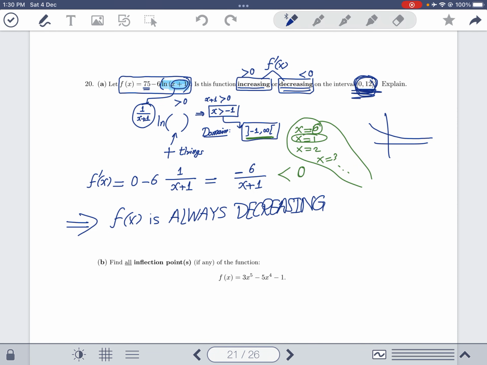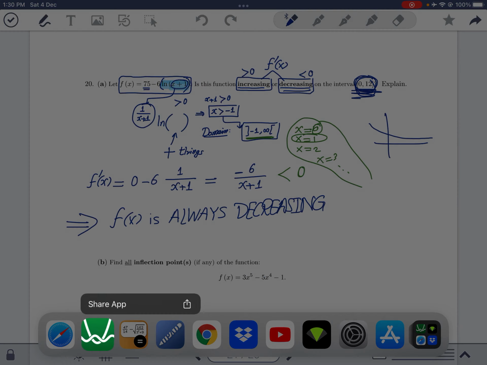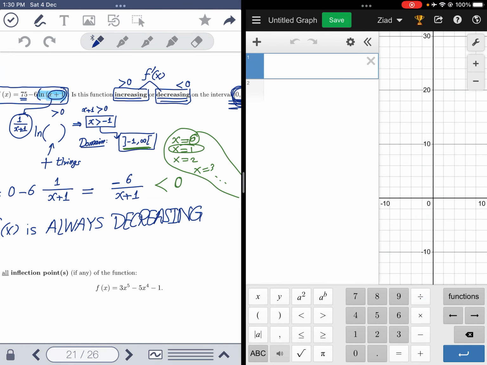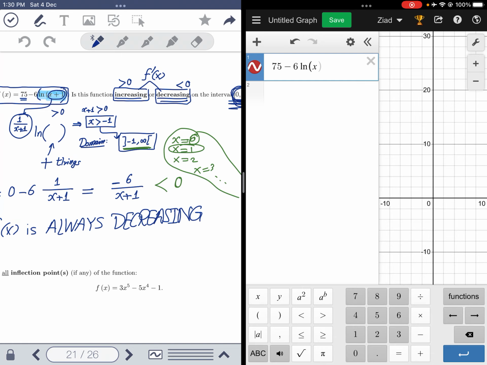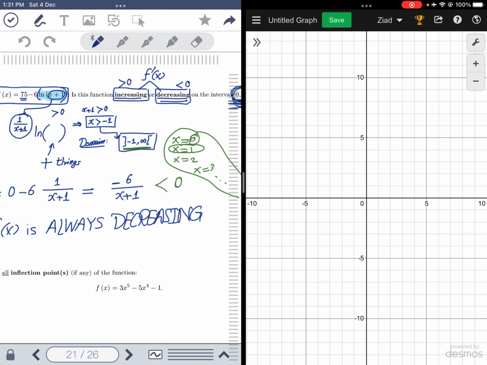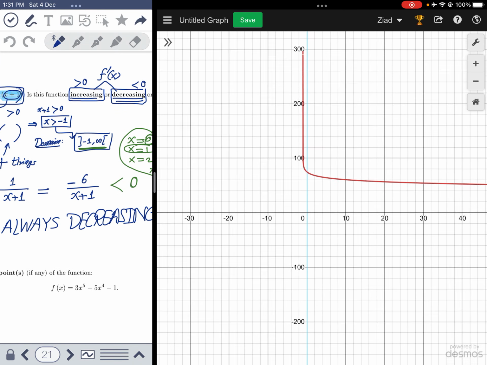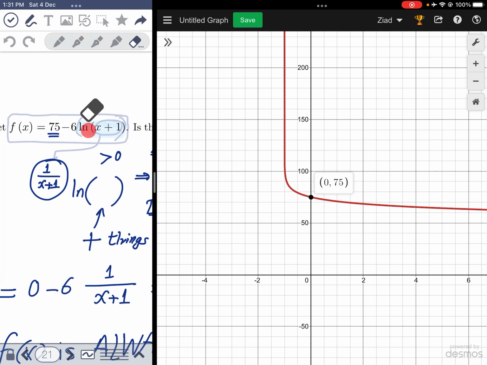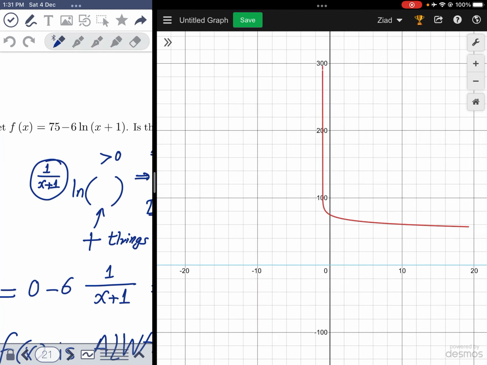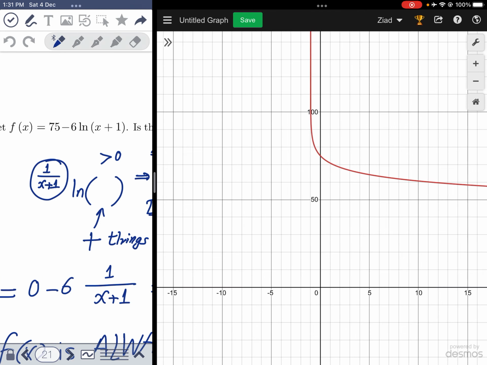And if you want to see the graph, let's go to Desmos and put it. It's 75 minus 6 ln x plus 1. And so let's look at what the graph looks like. We zoom out because it starts at 0, 75, because when you put x equals 0 in the formula, you can notice this will be ln 1, ln 1 is 0, so the whole thing will be just 75. That's why you have the point here, 0, 75. Yeah, it's nice to know these things. And look now, the function is always decreasing. Always decreasing, the graph.